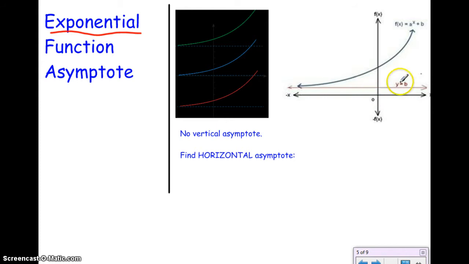So if I add to my exponential, it'll move it up. If I subtract, it'll move it down. And therefore, my horizontal asymptote is just the line you moved it up to or down to. So if I add 3, then my y value would be at 3. If I added 2, then my y value would be at 2. And we'll look at an example of that later on.